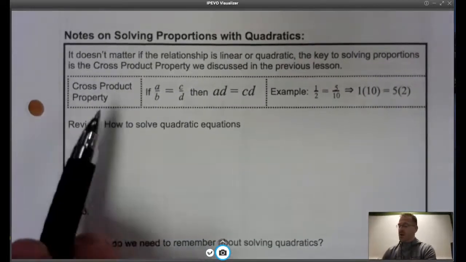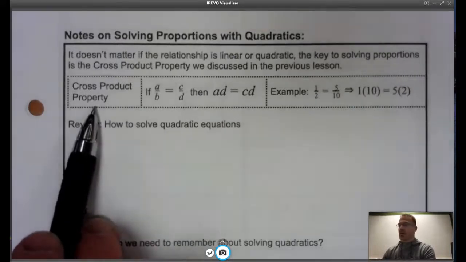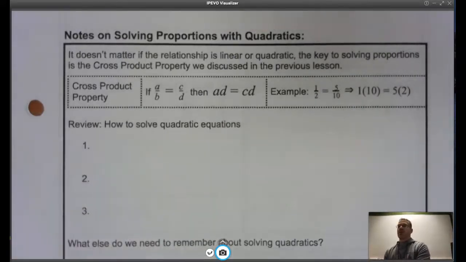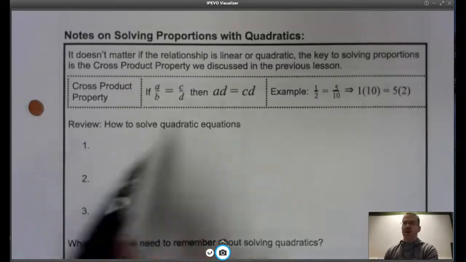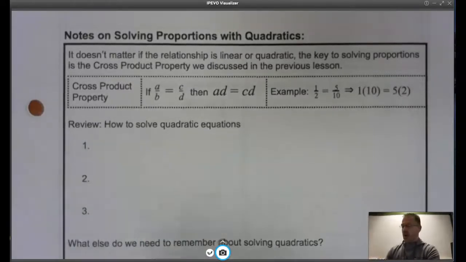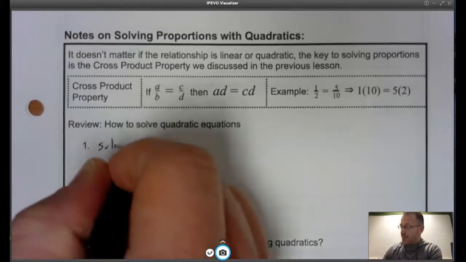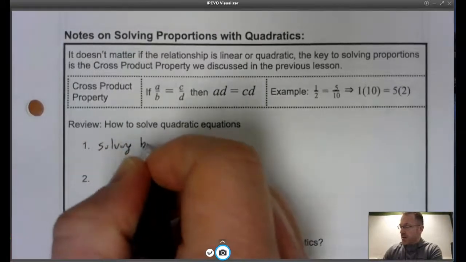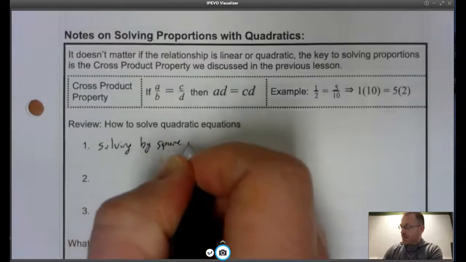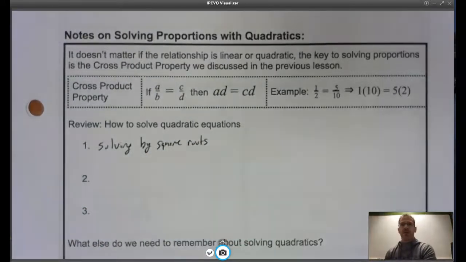So once again, we're still going to start the problem using that cross product property. We don't really care what type of proportion we have. If we have a proportion, this is how we're going to get started. Now, when we think about how to solve quadratics, we really have three methods of solving. The first method is solving by square roots, which is what we did in the opener. This is really what we did most of the time for a lot of our solving in Algebra 1. We solved with square roots.